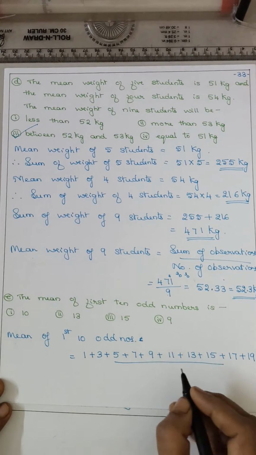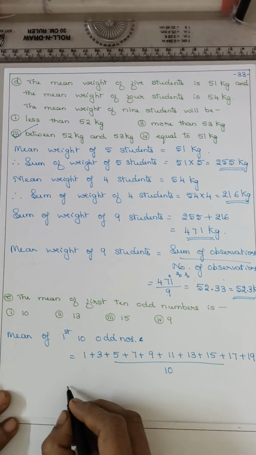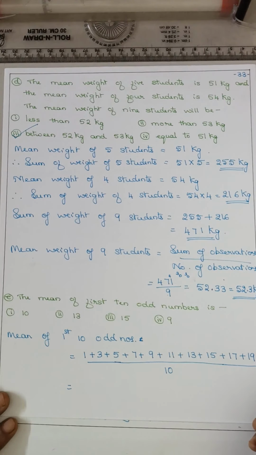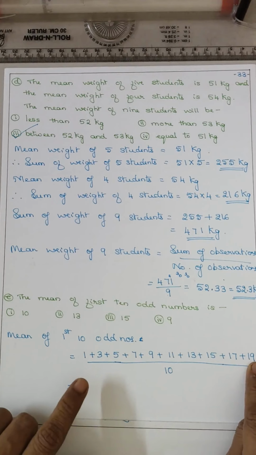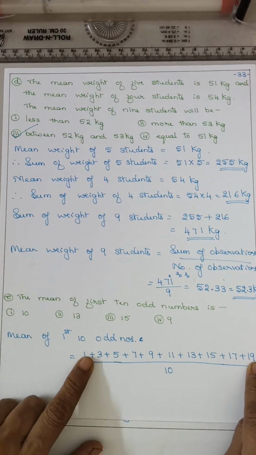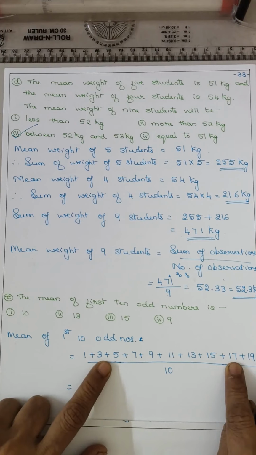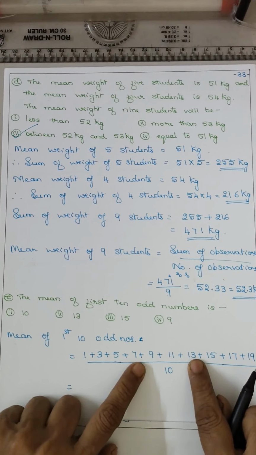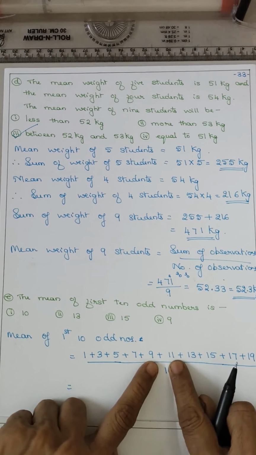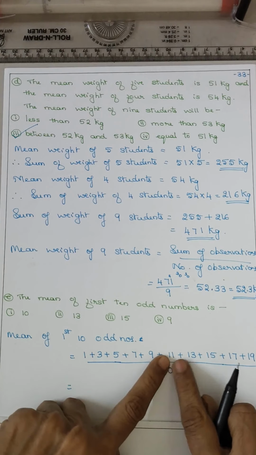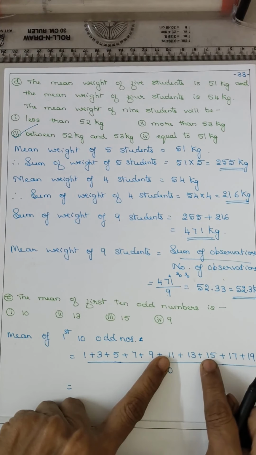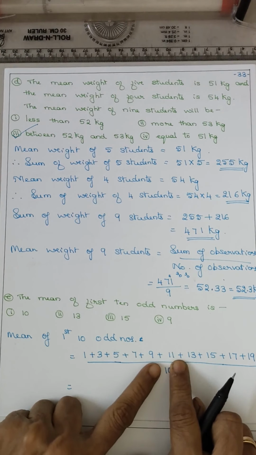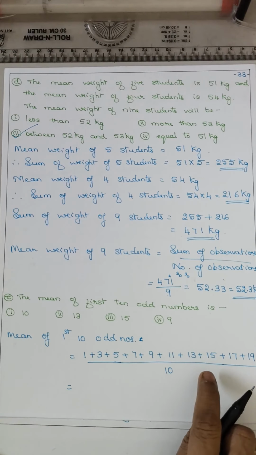Now 10 observations are there. Denominator 10. Now you add the numerator. How do you add? The easy method: 19 plus 1, 20. 17 plus 3, 20. 15 plus 5, 20. 13 plus 7, 20. 11 plus 9, 20. So till here 20, 20, 20, 20, 20. When you add, you get 20. How many times? 5 times.